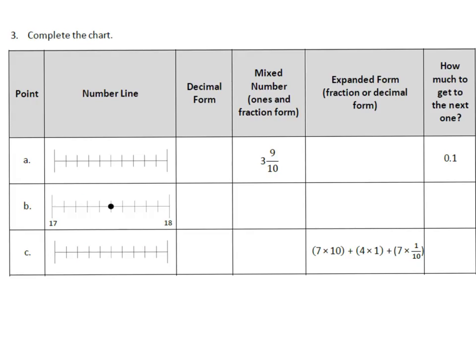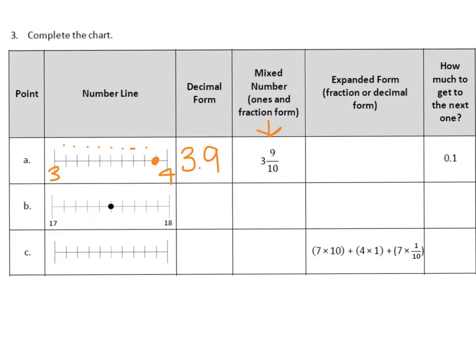Look at number 3. It says to complete the chart. Look at letter A with me. I see under the mixed number column that we have 3 and 9/10. I'm going to write that on the number line. So 3 will go at the very left end, and 4 will go on the very right end. I'm going to count out 9/10 on the number line and place the point there. So here's 1, 2, 3, 4, 5, 6, 7, 8, and here's 9. So 9/10. Next, I'm going to write it as a decimal. So I have 3 ones, decimal point, and then 9/10.